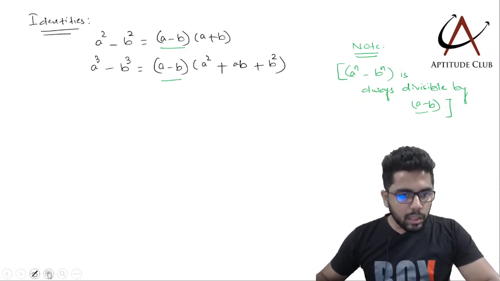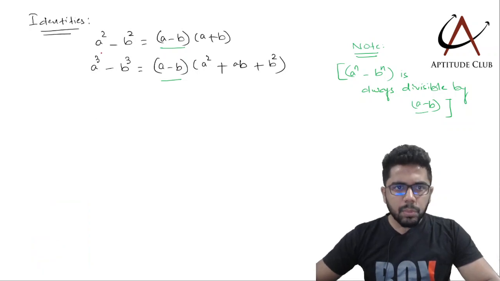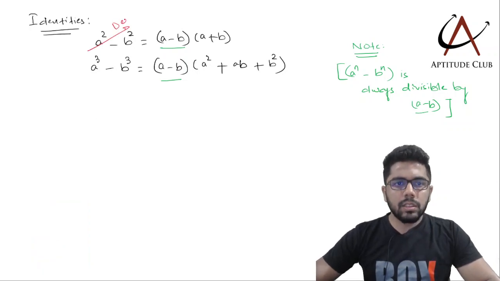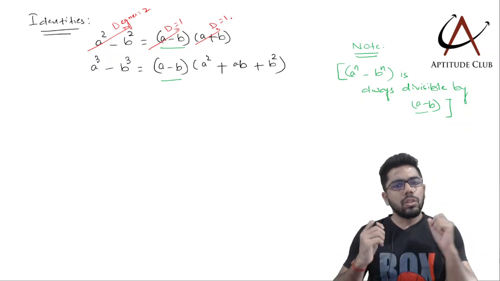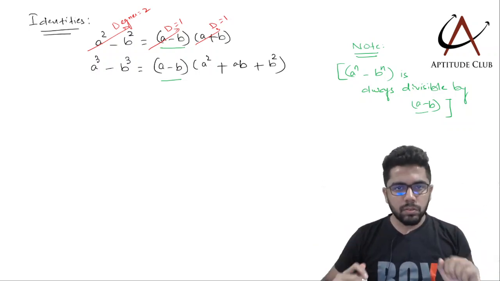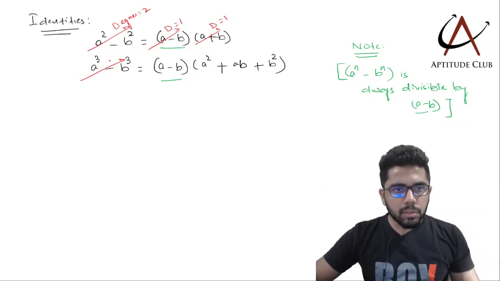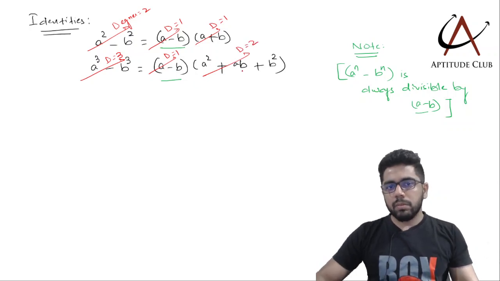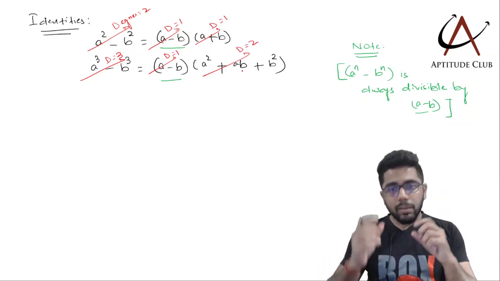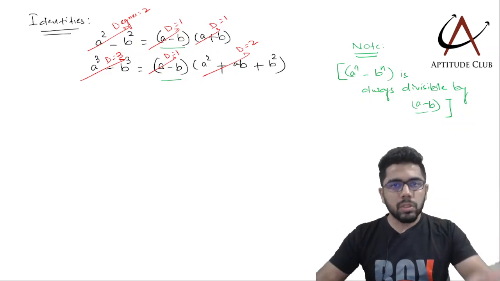If you look at the other part, in the RHS the degree is how much? The degree is 2, and a minus b always has degree 1, so I'm left with degree 1, that is a to the power 1 and b to the power 1. In the second expansion, the degree is 3 now. A minus b has degree 1, so this term must have degree 2. You can observe that a and b have the powers distributed amongst themselves.